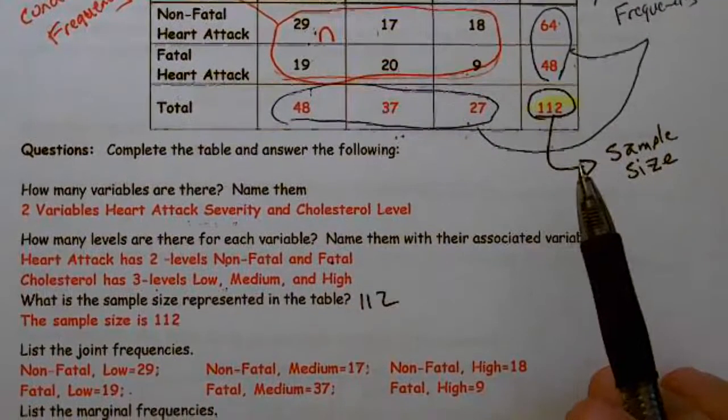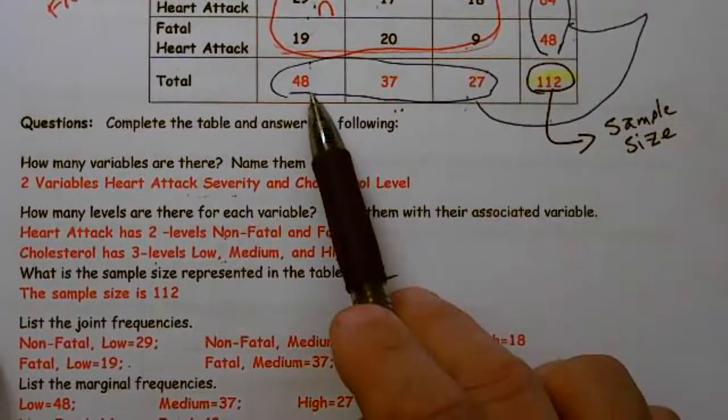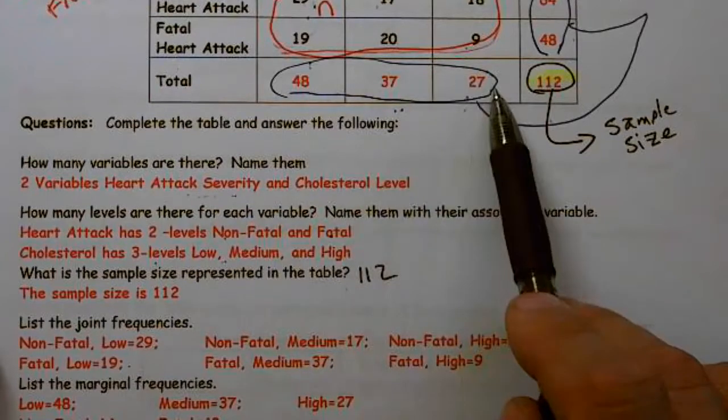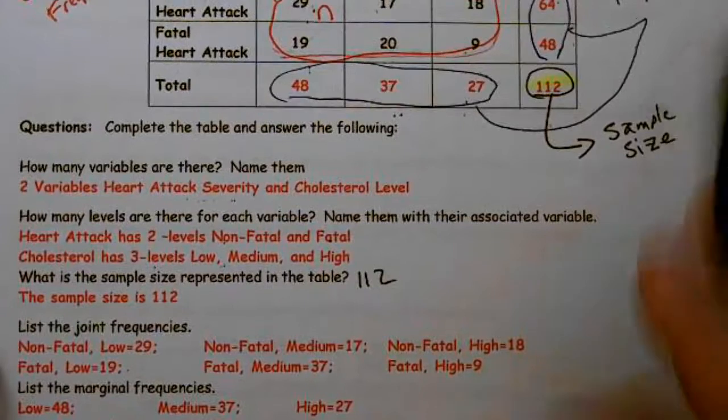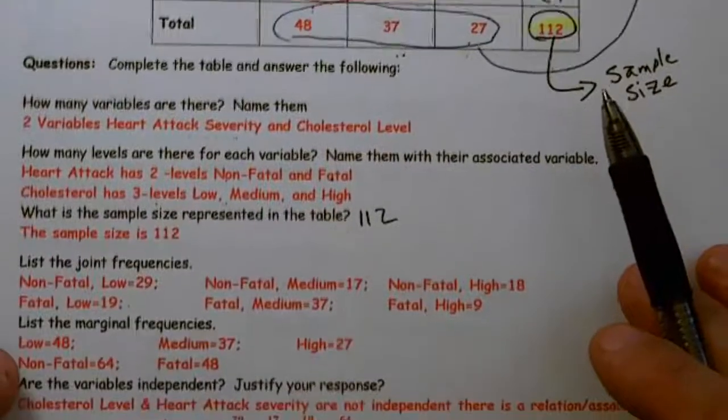Lastly, it asks for our marginal frequencies. And our marginal frequencies are, we have low cholesterol at 48, medium cholesterol at 37, high cholesterol at 27. And then we have non-fatal at 64 and fatal at 48.